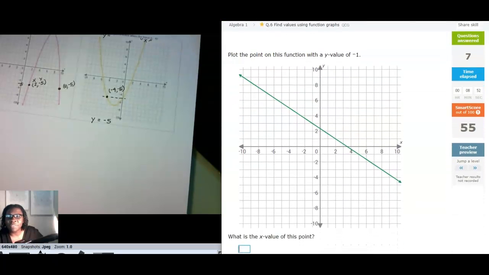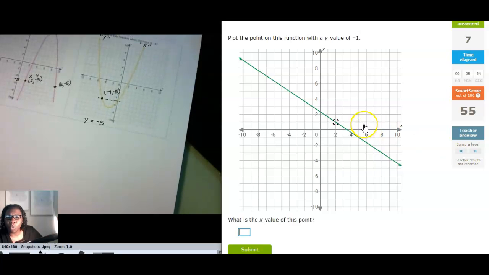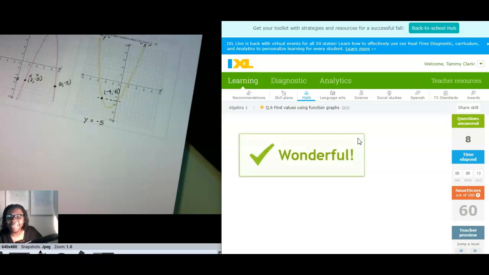Plot the point on this function with a y value of -1. So y equals -1 is right here. We're going to go to the right until we hit the linear function, which is the green line, and it's at 5. So our x value would be 5, and I forgot to plot it again. There we go.